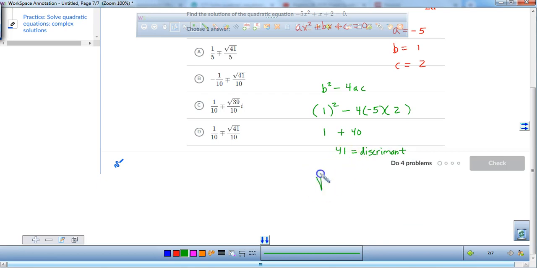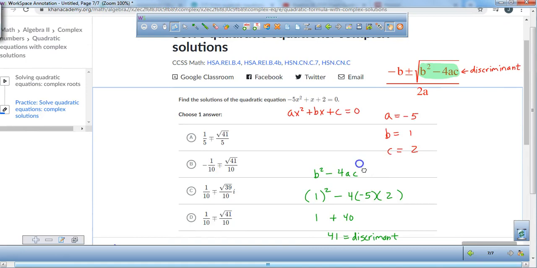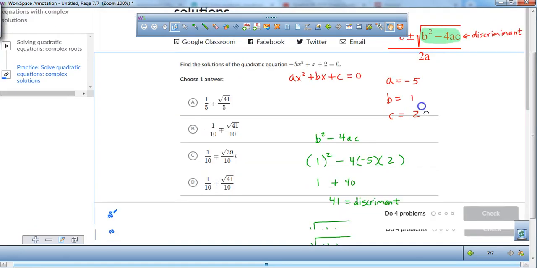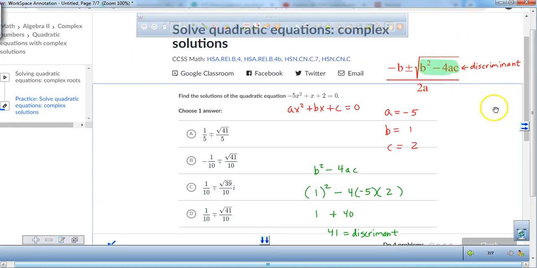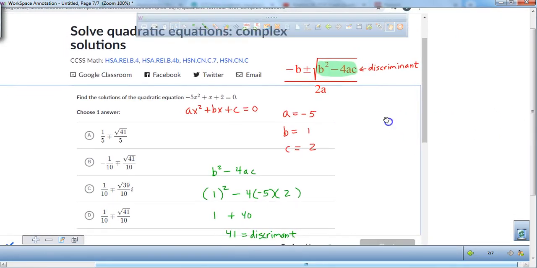Now that's going to go inside the radical. So we're going to basically take the square root of 41. So we're going to take that 41 and put it right here. Now 41 is a prime number, so we can't break down the radical, so you won't have to simplify it. So it'll make this problem be pretty straightforward and simple. So now we're just going to plug in all the numbers. I'll do it right over here so you can clearly see it.